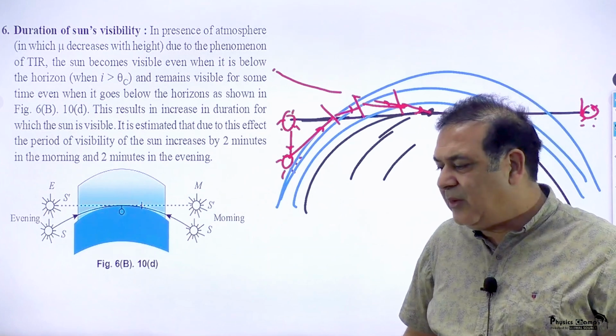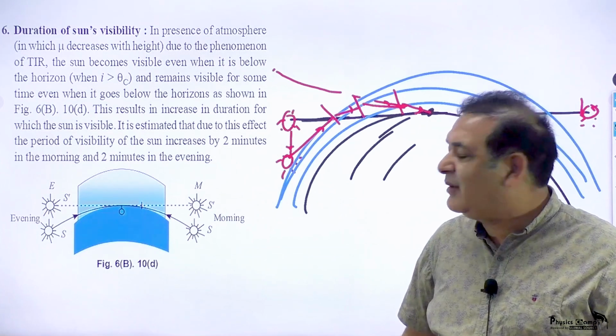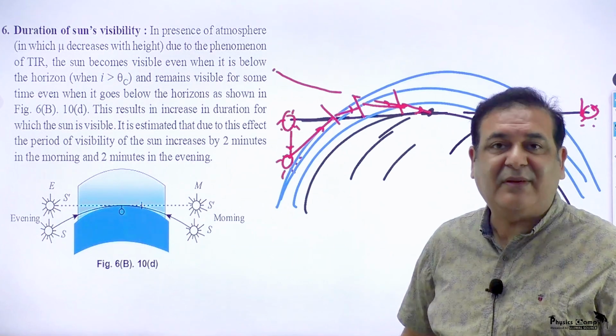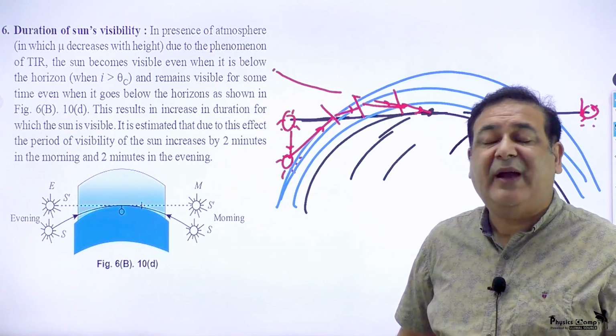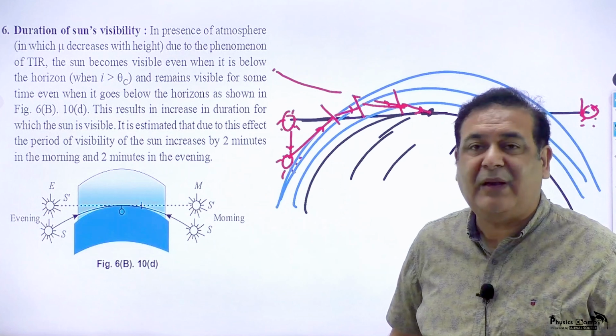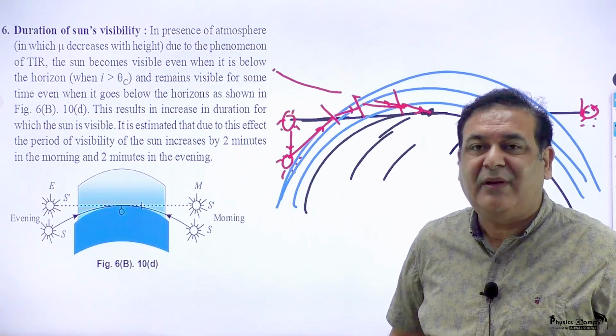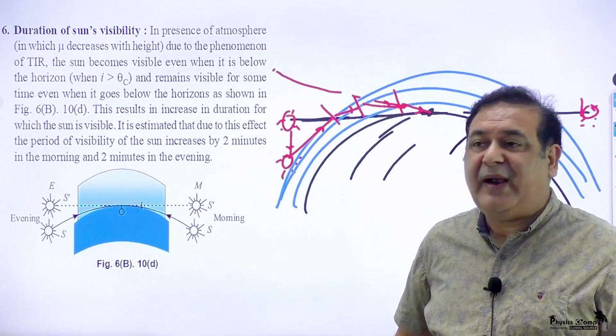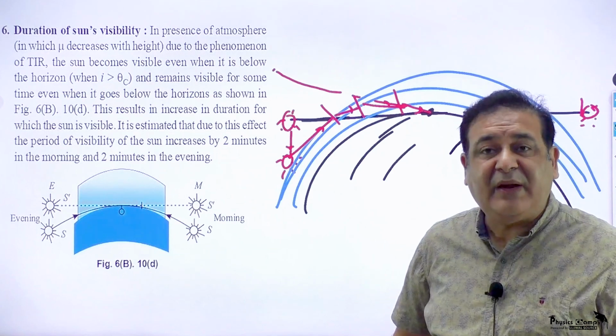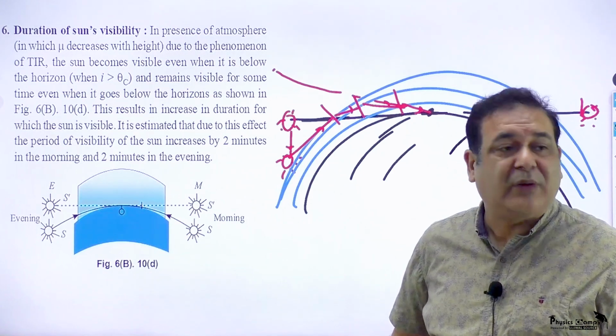So these are so many examples of refraction and total internal reflection, and now you are in a good position to take up the numericals on laws of refraction, refraction, apparent depth, and then total internal reflection.